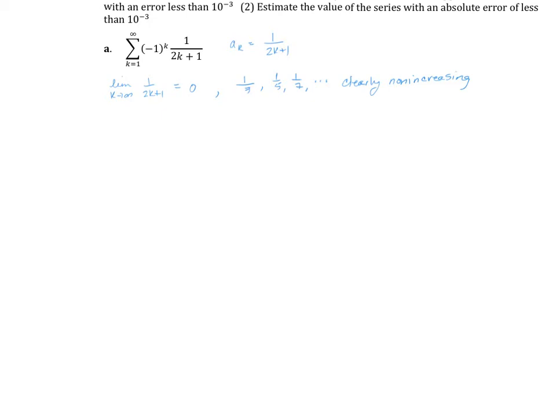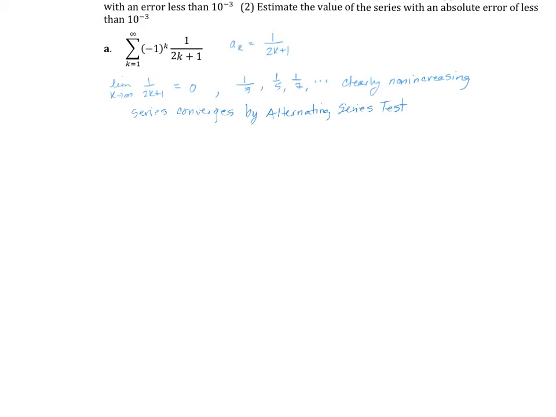So since it's clearly non-increasing, and the limit is equal to 0, then I know that I have a convergent series. Okay, and it converges by the alternating series test. So we do have a convergent series. The next thing I want to do is figure out my n value.